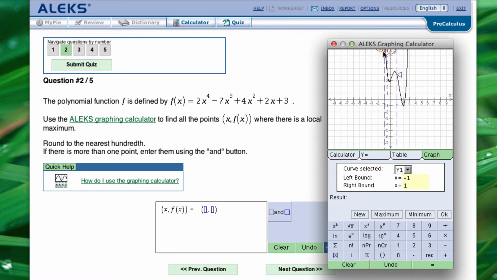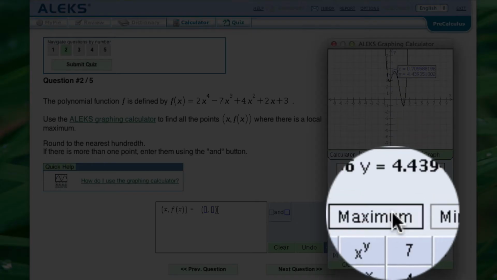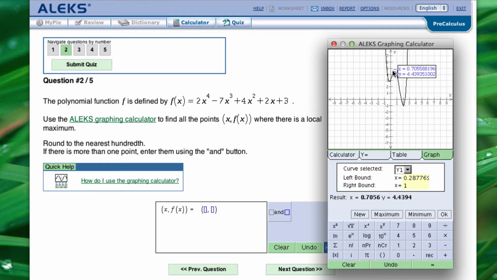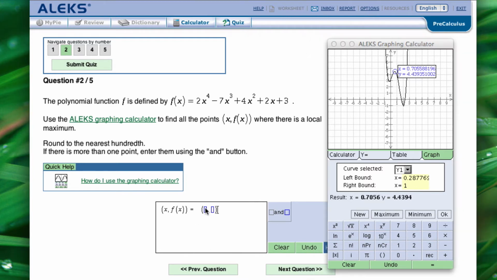So let's go ahead and shorten that window. So we can just drag this over. So we want to find the maximum in between these two blue dashed lines. We're going to click on maximum. Your maximum value is actually your y value. This is the x value that it occurs at. So we want both those points.